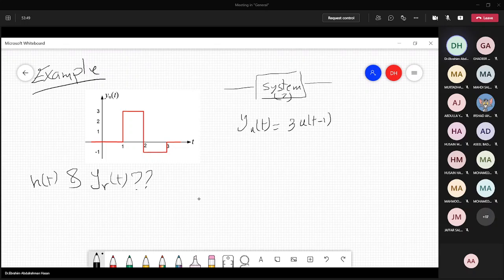Then we have another step here. This is minus 1 minus 3, so minus 4 u of t minus 2. Then we have a step here. This is 0 minus minus 1, so plus u of t minus 3.